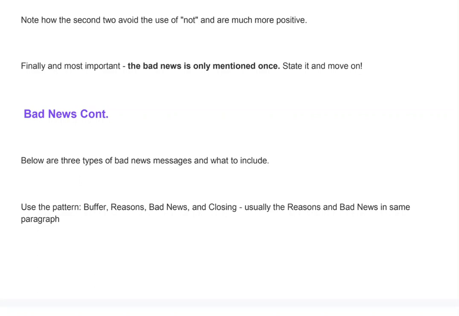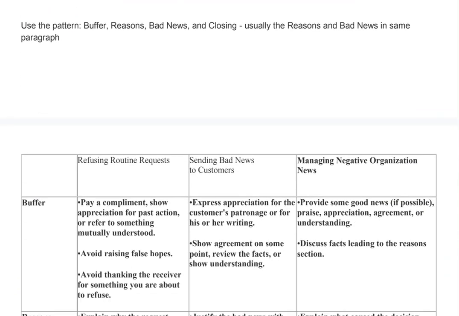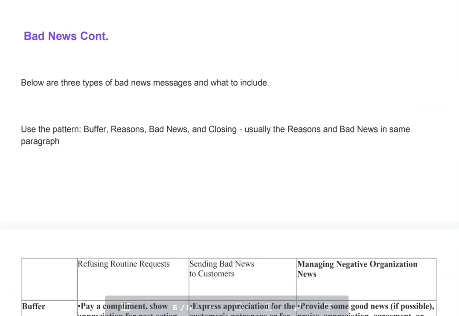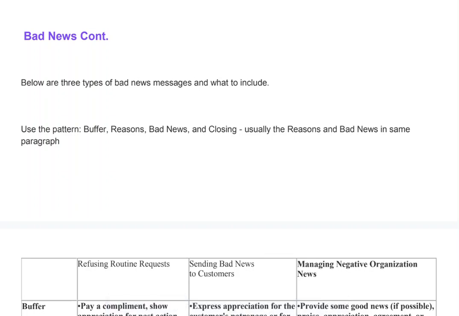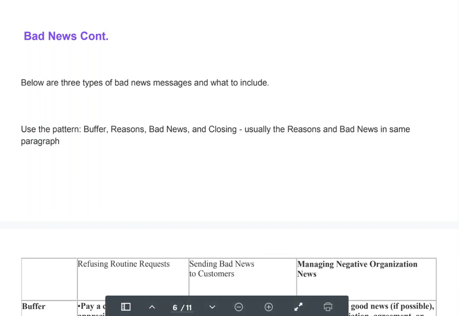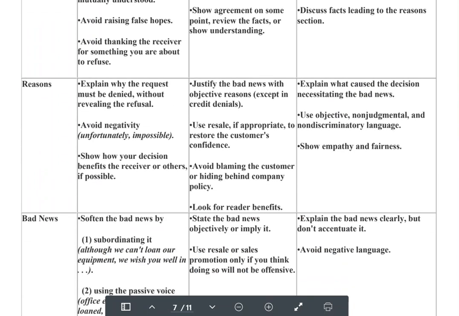You've heard the expression "salt in a wound." If you keep saying the bad news over and over again, that's exactly what you're doing. So here's our pattern for bad news. It's the buffers, anything good we can have to say about it, the reasons, the bad news, and the closings. And again, I give you a little cheat sheet for that.